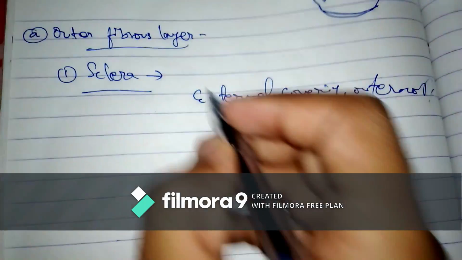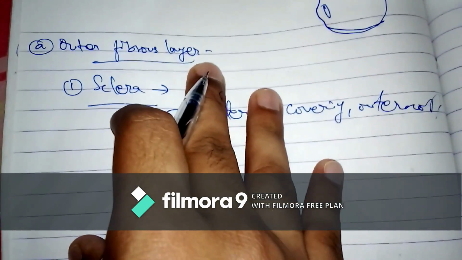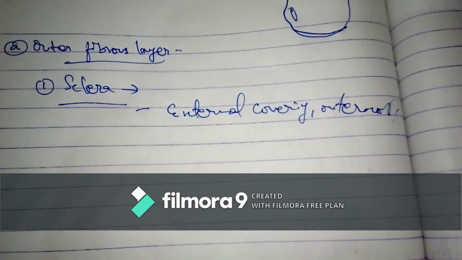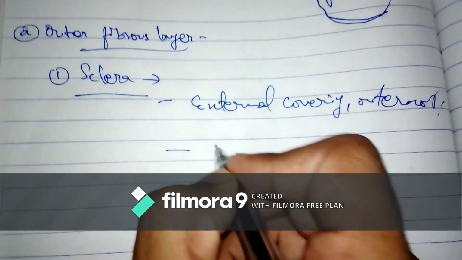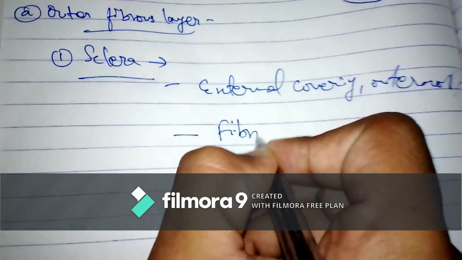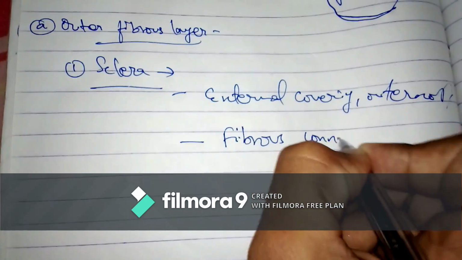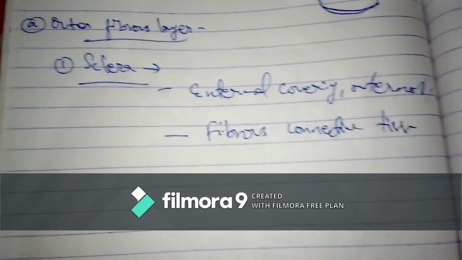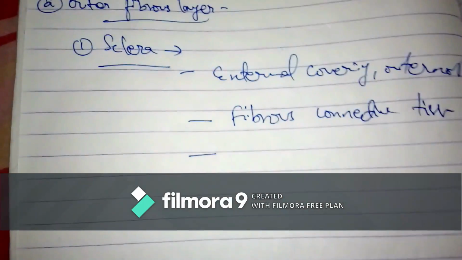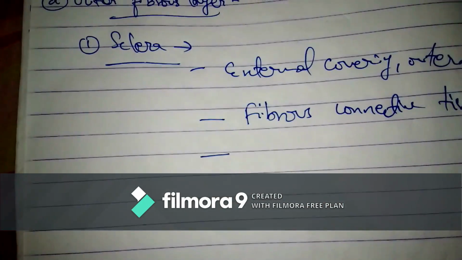And then now we need to write about the composition. So what is it made up of? I told you it is the outer fibrous layer. Now since it is a fibrous layer, it must be made up of fibrous tissues, connective tissues, okay? So it is made up of fibrous connective tissues. Pretty easy to remember, because it is a fibrous layer, so it is made up of fibrous connective tissues. Now that's about the composition.